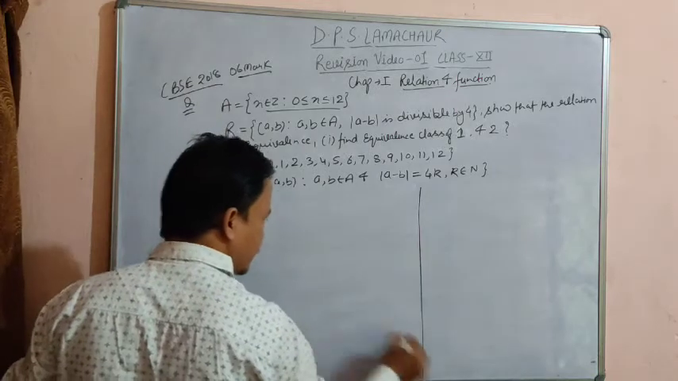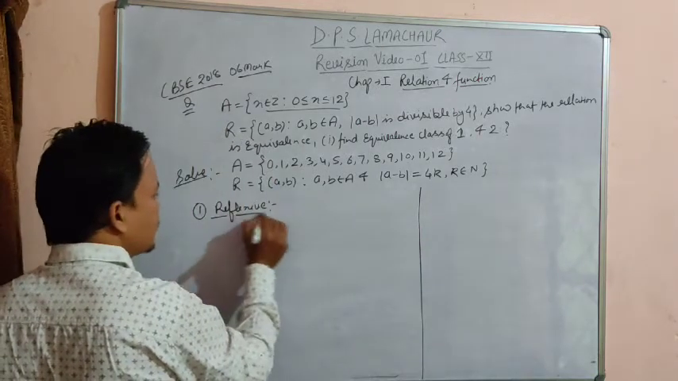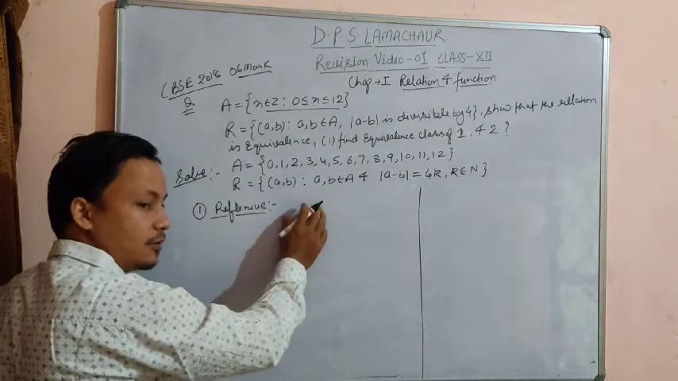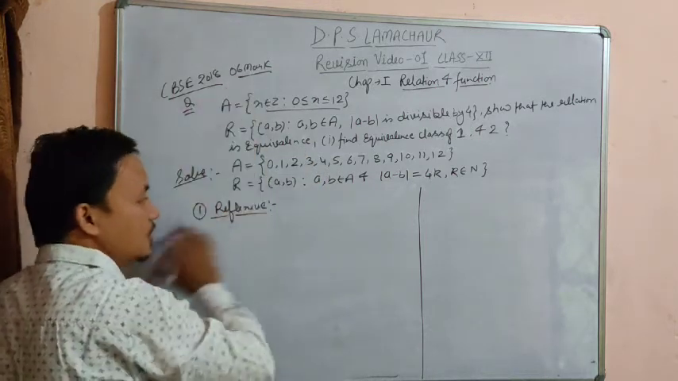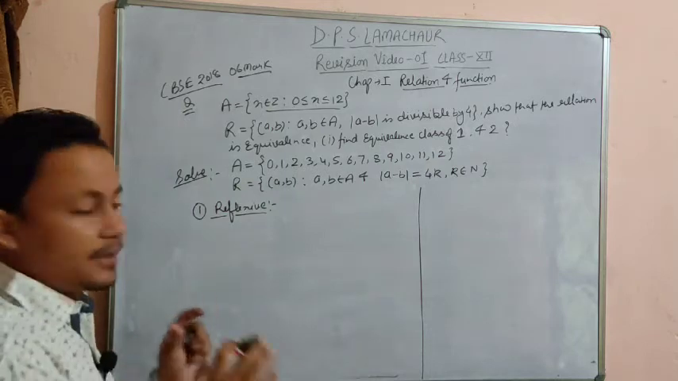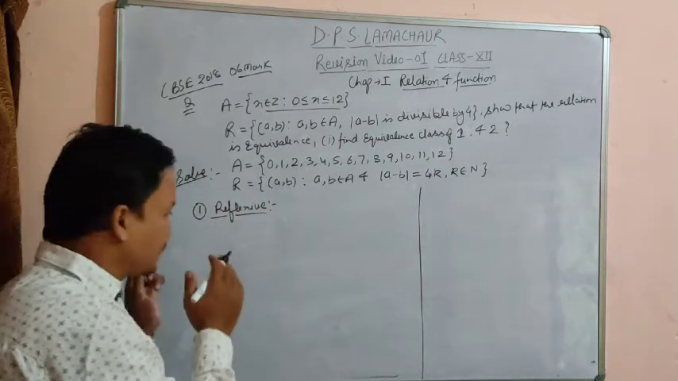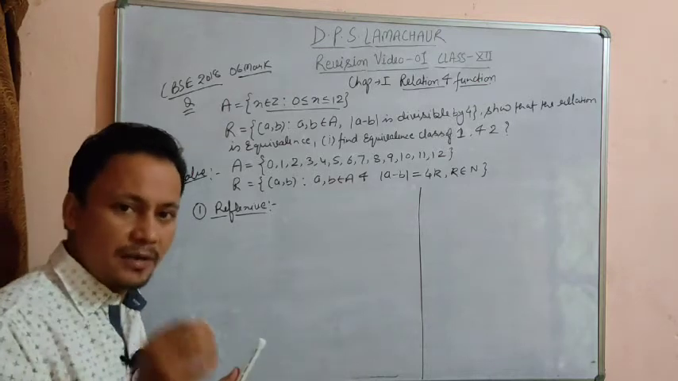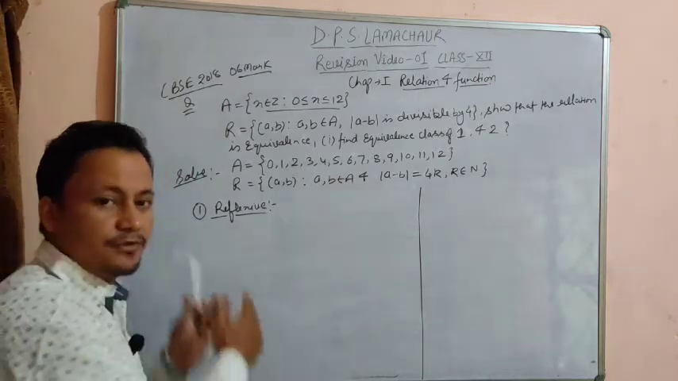Reflexive. For reflexive, we know that first we write the definition, because this is a long question containing 6 marks. So you will have to elaborate the definitions of all three properties: reflexive, symmetric, and transitive. First you have to explain the definition, then you have to prove it.